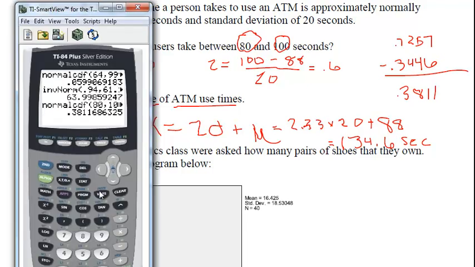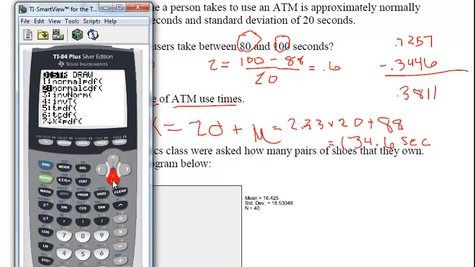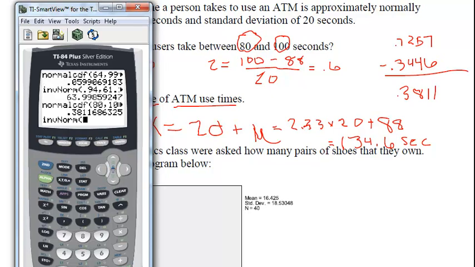Okay, so jumping to the calculator, again, this is a reverse type of problem, so I go to inverse norm rather than the normal CDF. That's definitely one thing you have to get straight before the exam, otherwise you're not going to do as well as you should. So the area to the left is 0.99, my mean is 88, and my standard deviation is 20. And I just hit enter. And I get about the same answer.